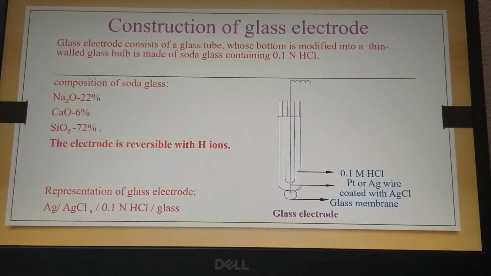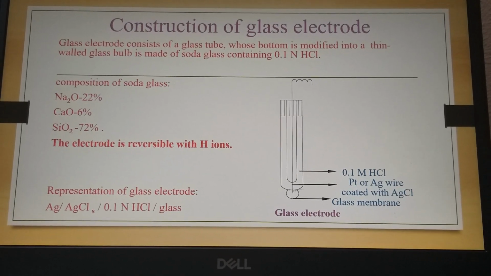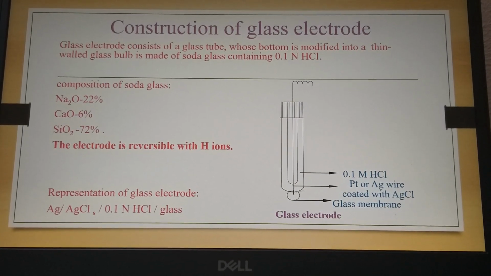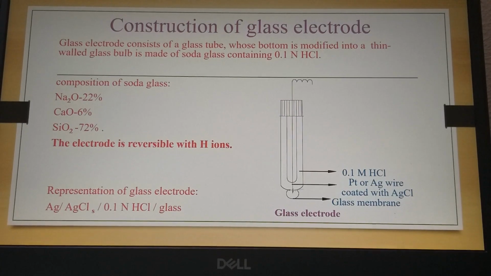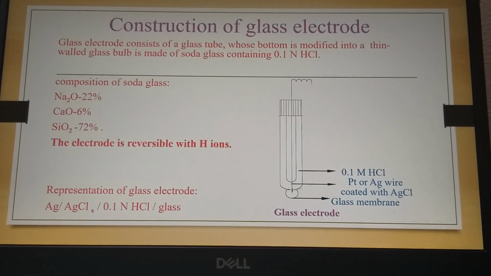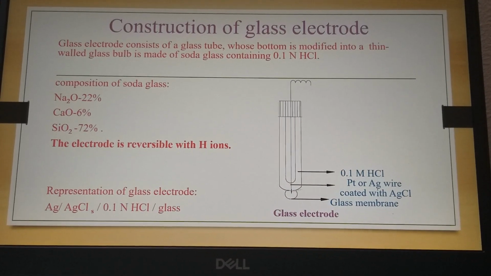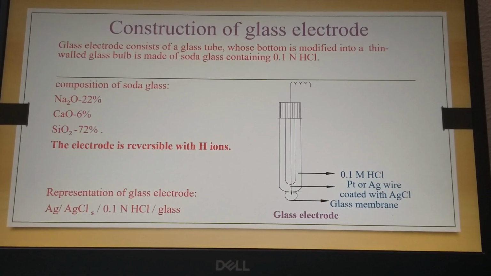The bulb is made up of a special glass called the soda glass, whose composition is sodium oxide, calcium oxide and silica. The percentage of sodium oxide is 22%, calcium oxide is 6% and silica is 72%. The electrode is reversible with respect to hydrogen ions.